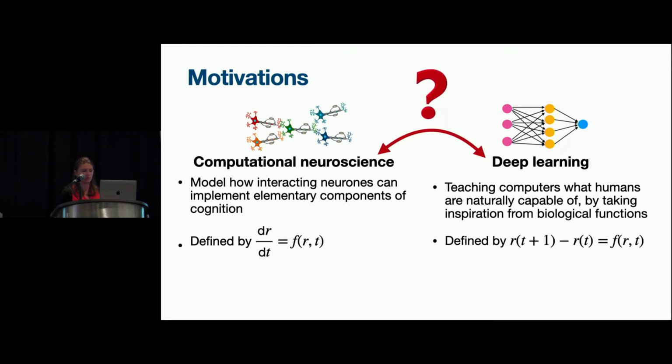But this conversion from one field to the other is, however, not very straightforward, because the computational science models are defined by differential equations, as you can see on the left. But the deep learning models can be described as a computational graph of discrete operations, and so the associated optimization methods can't be used with continuous implementations.